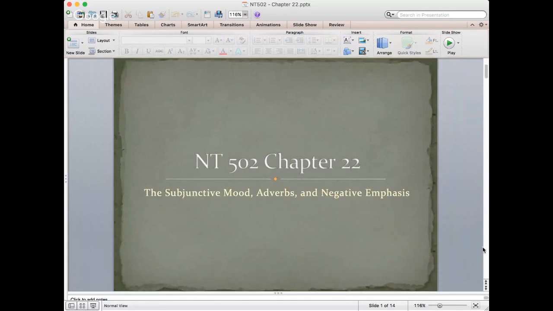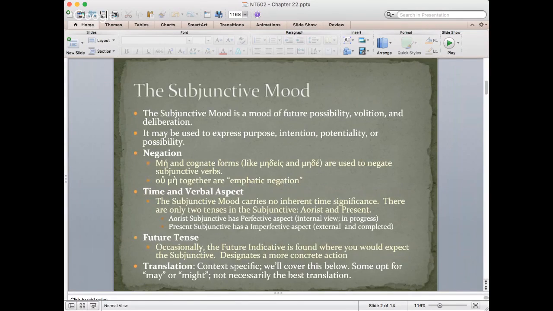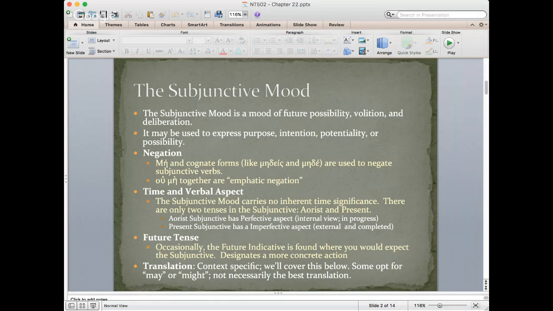So we're picking up the subjunctive mood, and then we're going to deal with some adverbs and some negative emphasis this chapter. So this should be kind of fun. Fun, obviously, put that in quotation. For the subjunctive mood, the subjunctive is a mood of future possibility, volition, and deliberation. It's going to be used to express purpose, intention, potentiality, or possibility. This is over against the indicative, which is stating fact, or at least fact as the speaker believes.